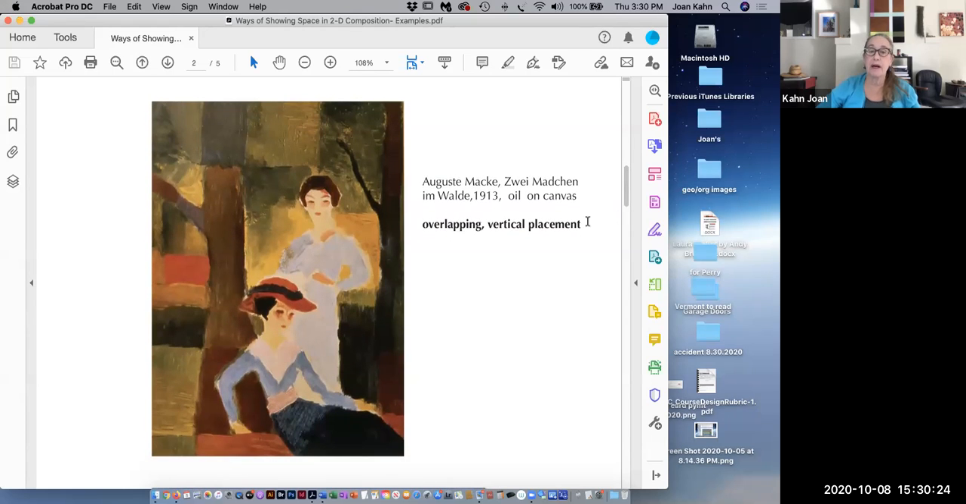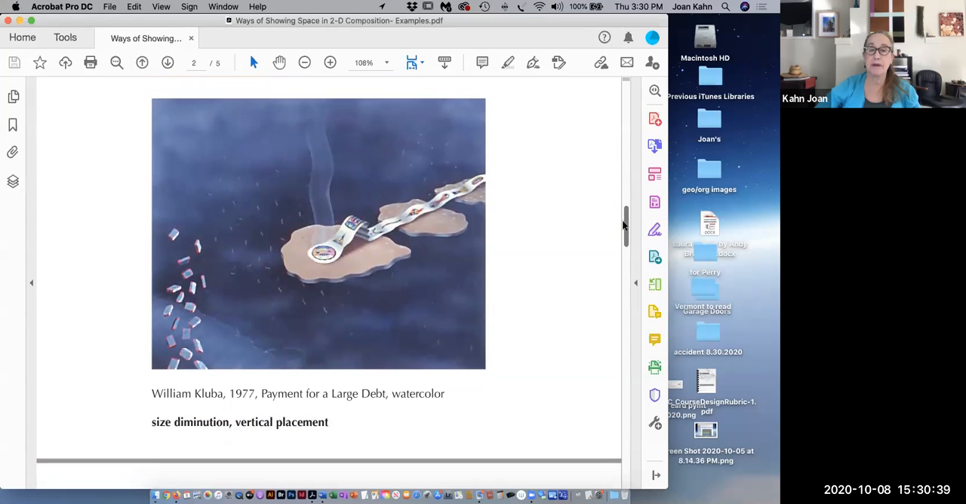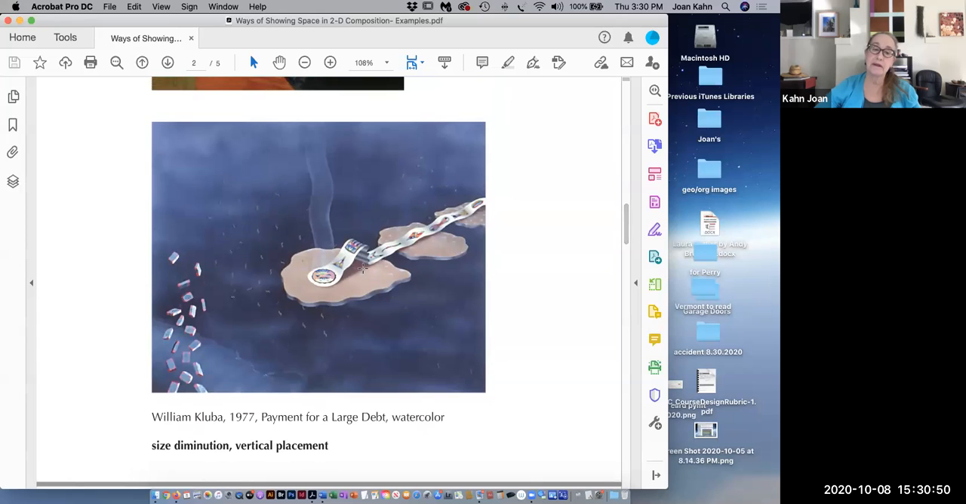So this was by August Macke, who was a German expressionist, and it shows overlapping and vertical placement. The next was done by a peer of mine in graduate school, William Kluba, and it shows size diminution and vertical placement. Notice that these little flat pieces of land, whatever they are, get smaller as they move backwards, but they're also moving up the picture plane.